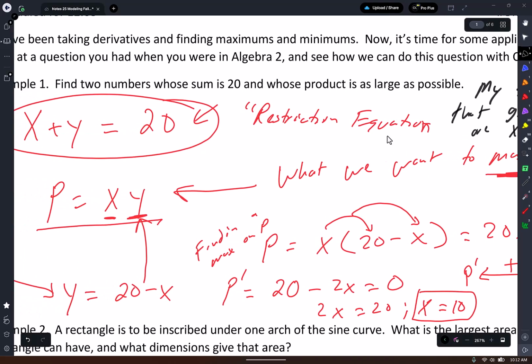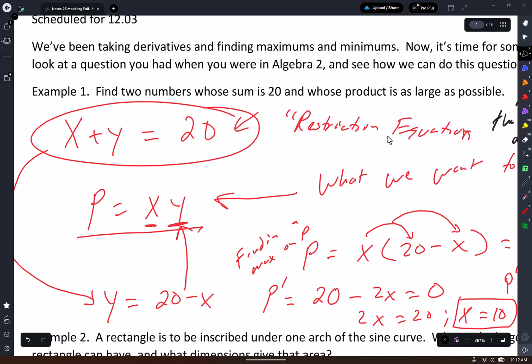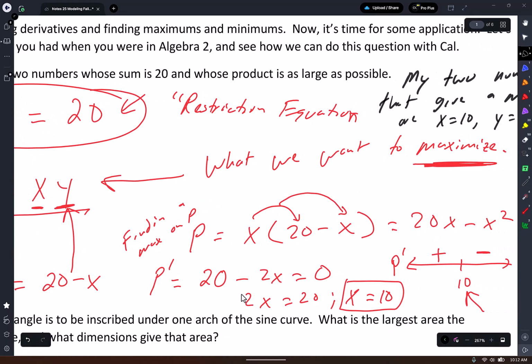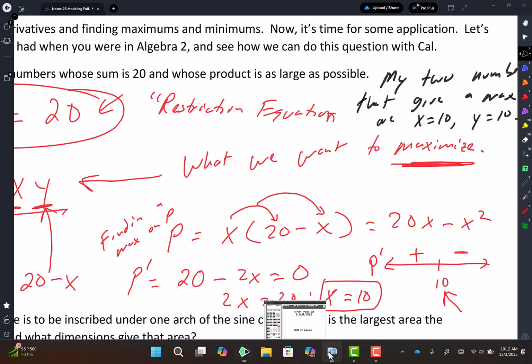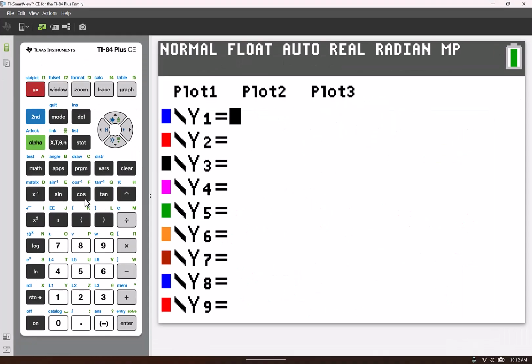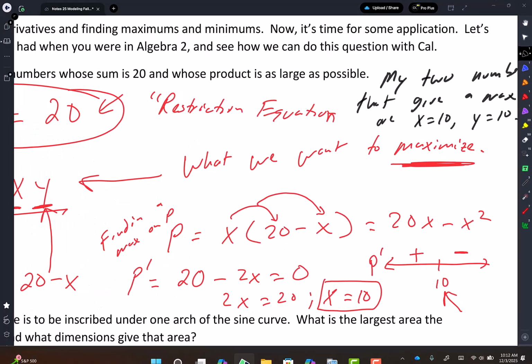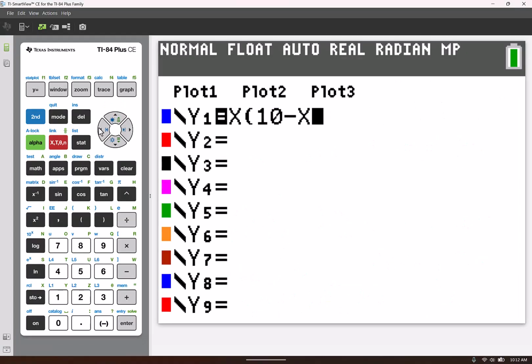How would you have done this when we were in Algebra 2? You probably just wrote this expression, 20x minus x squared. So look, here it is: y equals x times 20 minus x. There's my product here, right?